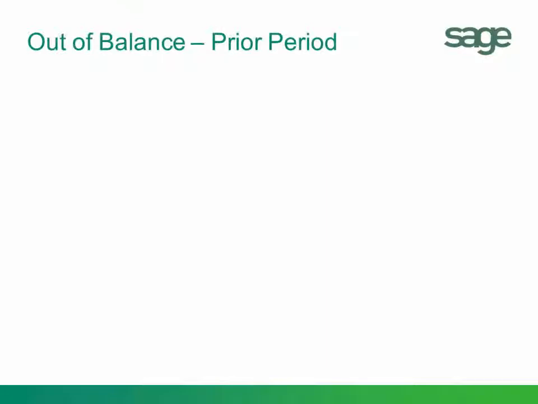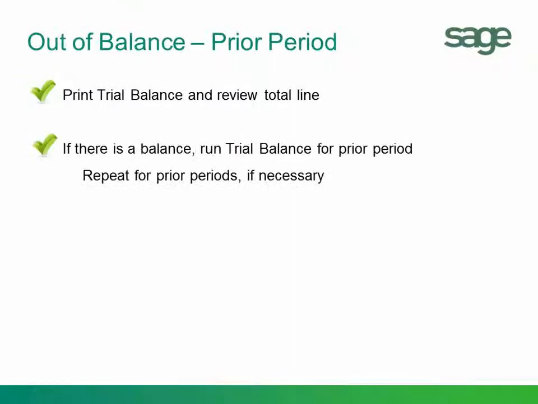We've just looked at an out of balance condition in the current period, but there might be instances where the out of balance occurred in a prior period. To correct the out of balance, you must print the trial balance report and review the total line. Now you may need to do that several times and for prior periods until you find a trial balance report with the beginning balance total at 0.